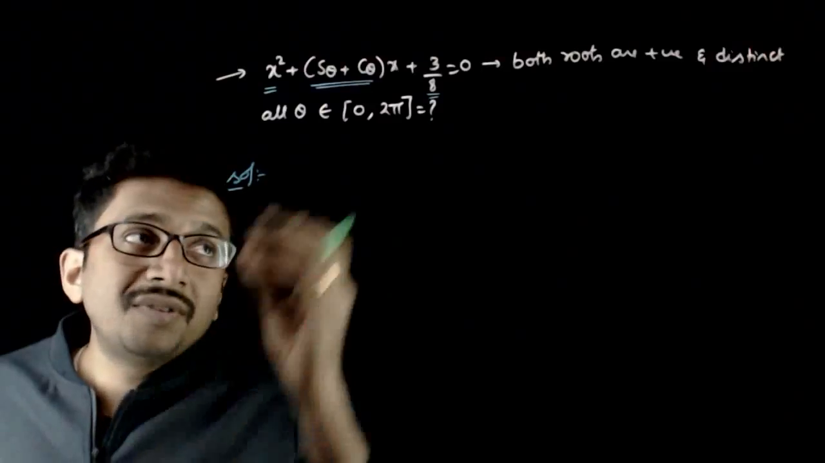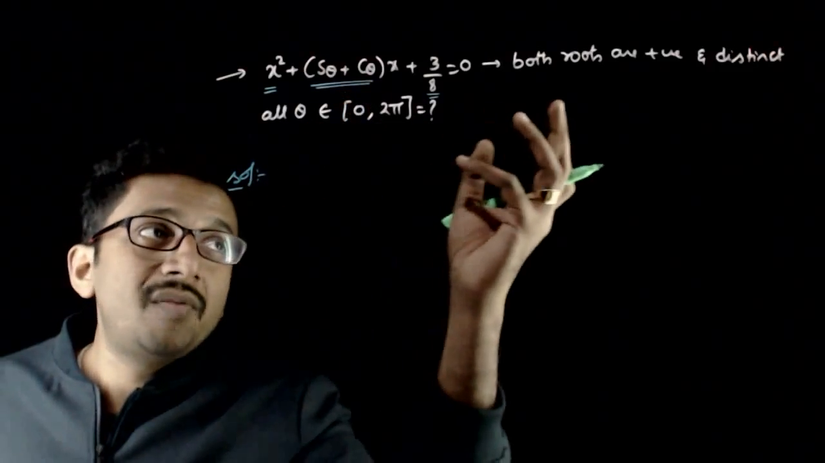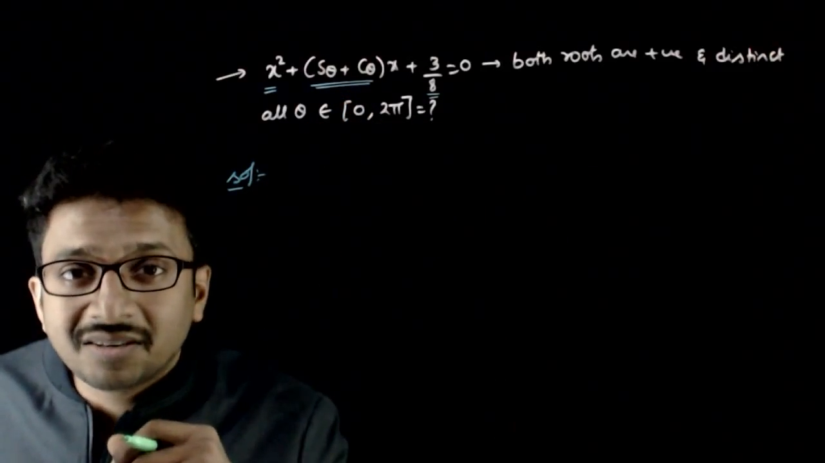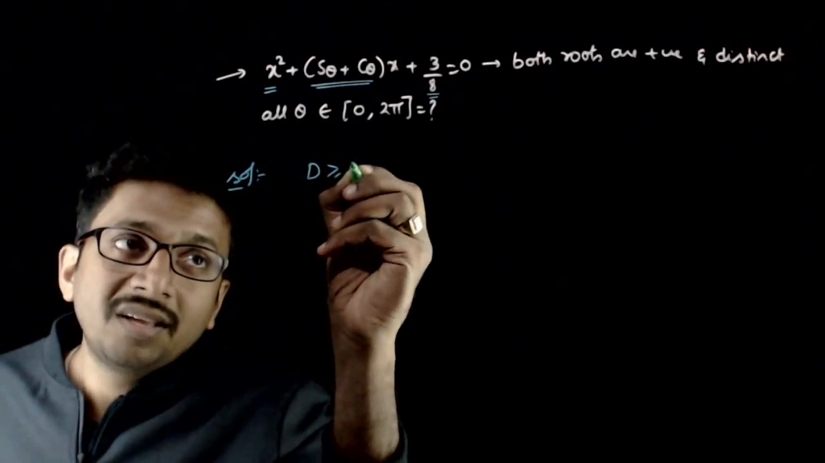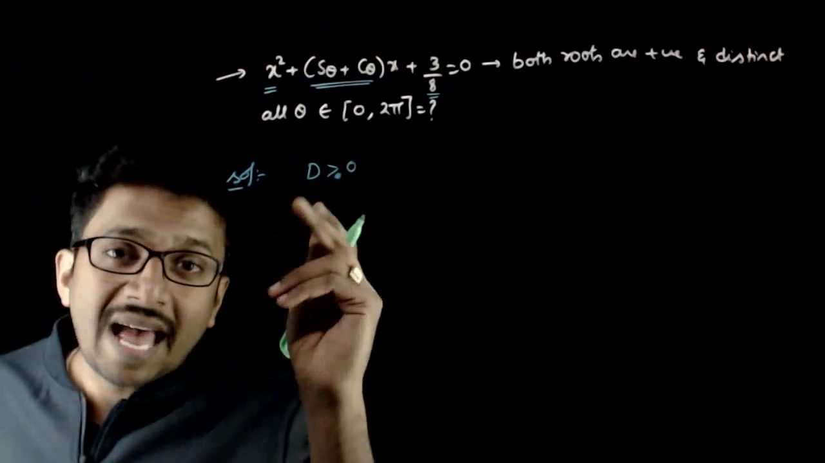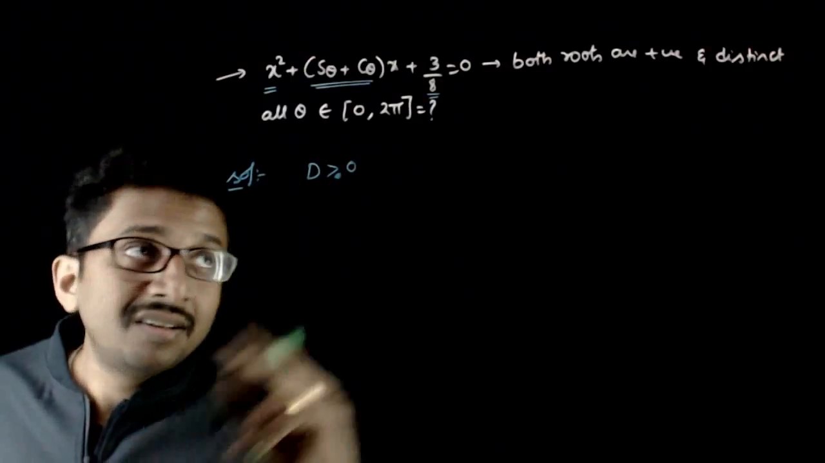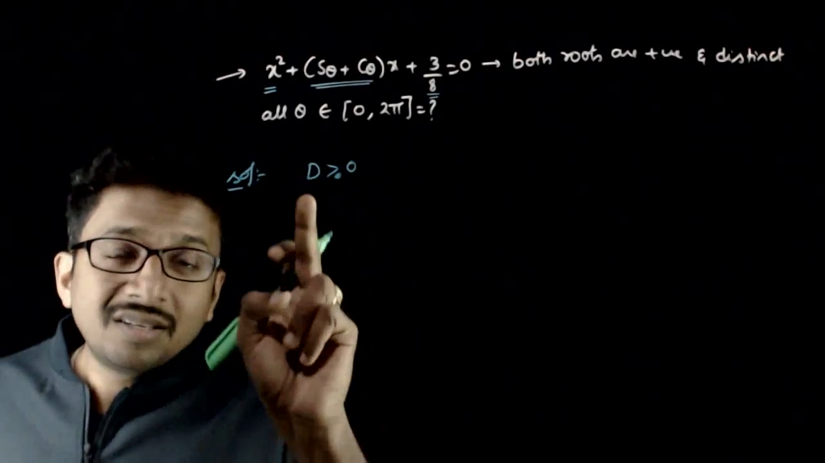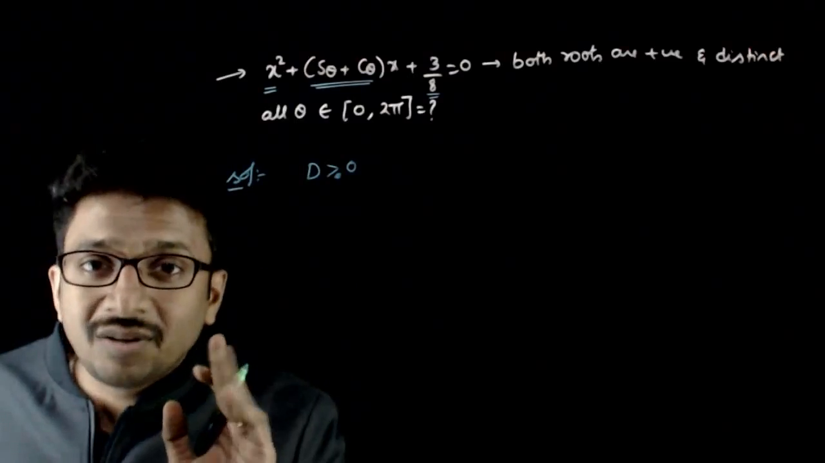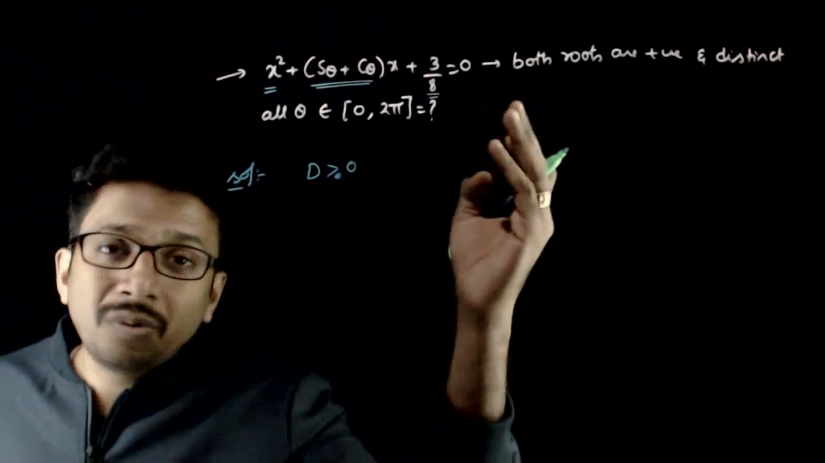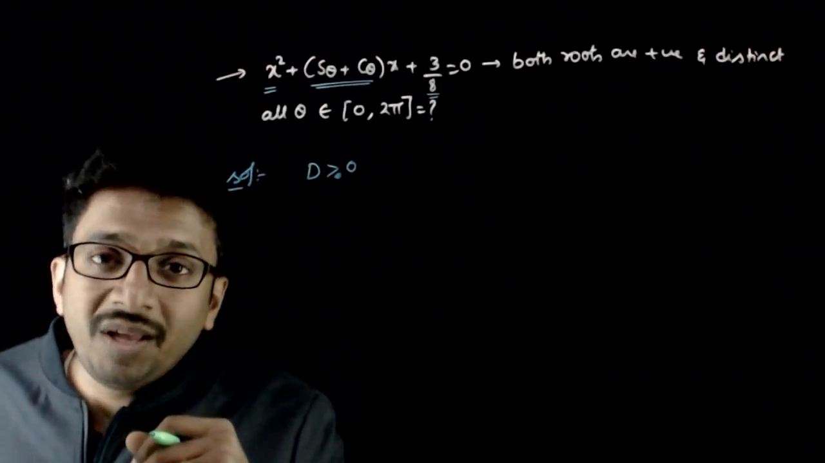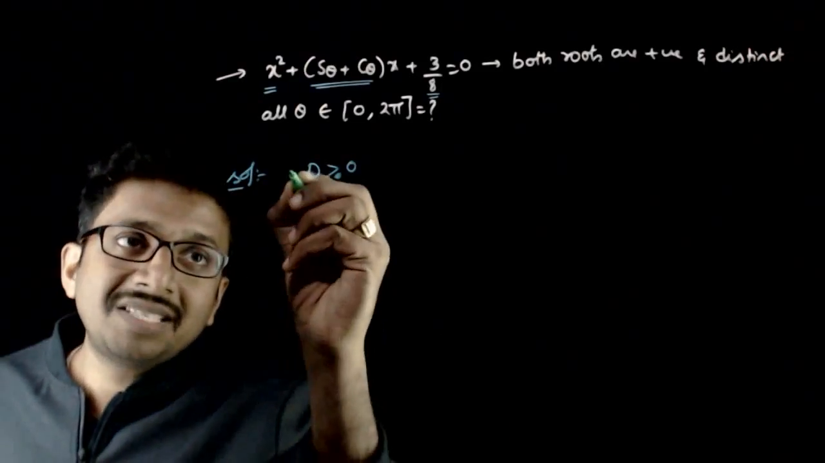So what are the conditions which ensure that the roots of the quadratic equation are both positive and distinct? The simple conditions are, the roots have to be real first. It's given that it is distinct, so the discriminant has to be greater than 0. That's the first condition, because if the discriminant is less than 0, there is no argument about the roots being positive or negative.